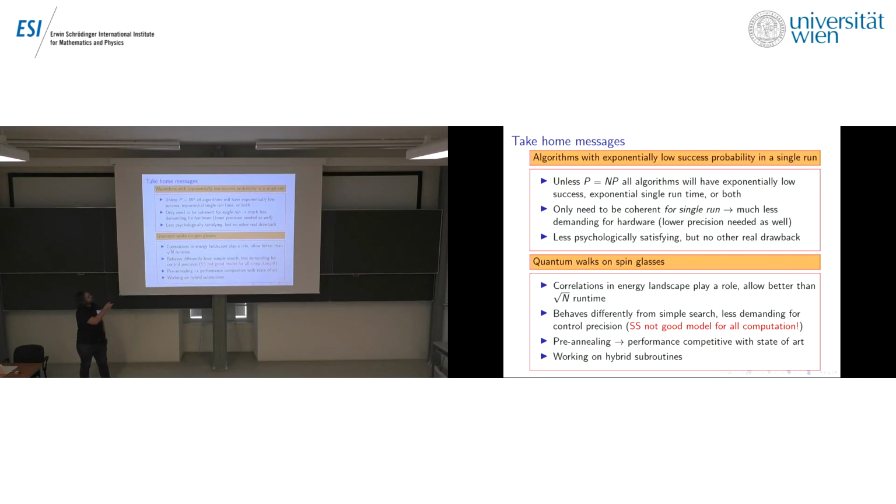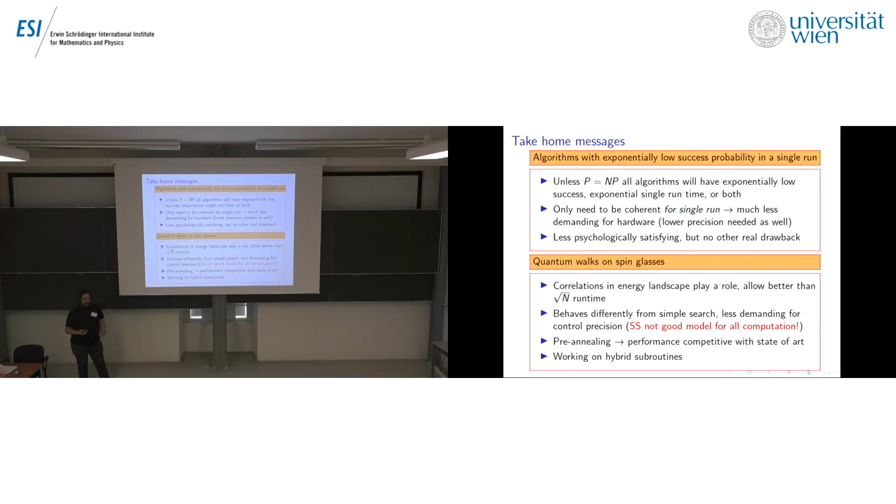And that's a big part of the argument I wanted to make here: even though I think in the past people have said, well, algorithms with exponentially low success probability, we don't want to go there, that actually probably is exactly where you want to go if you want to think of doing things on real machines. And then quantum walks on spin glasses, what we've seen with this.